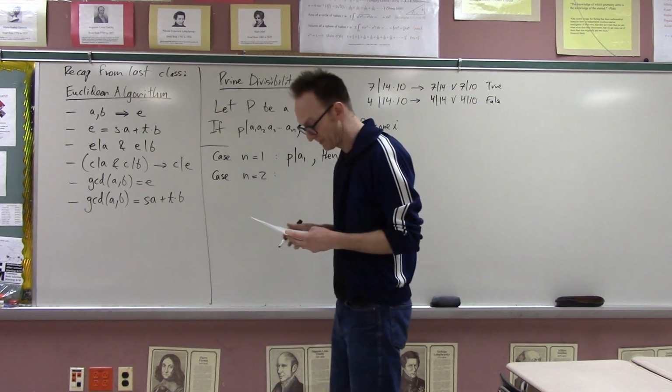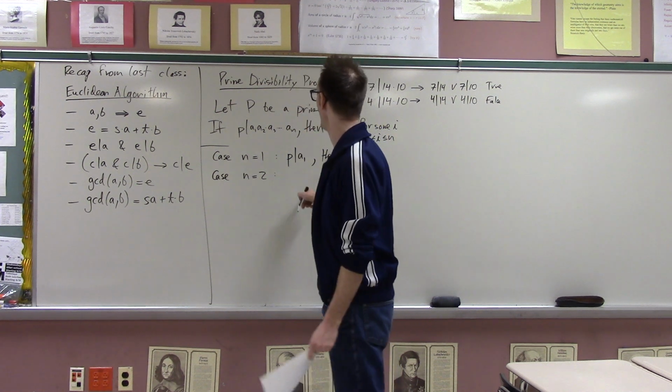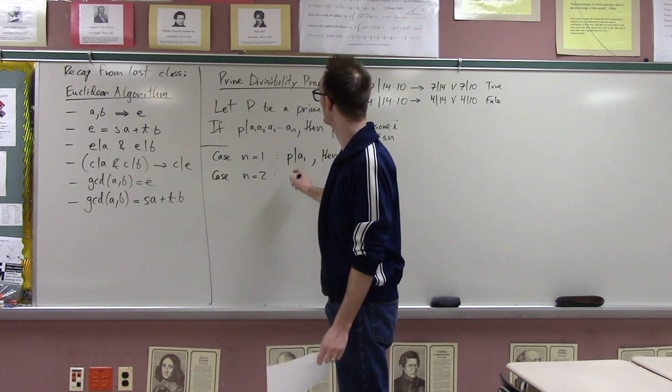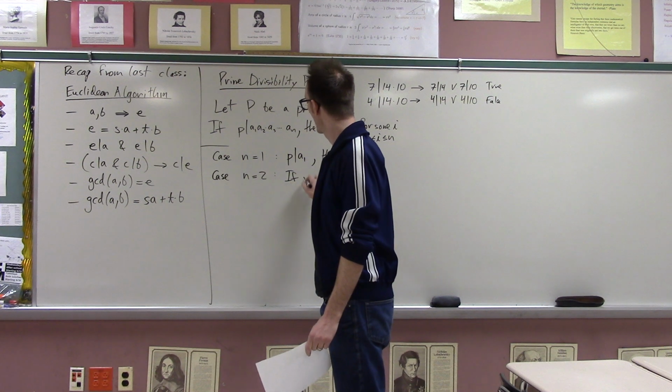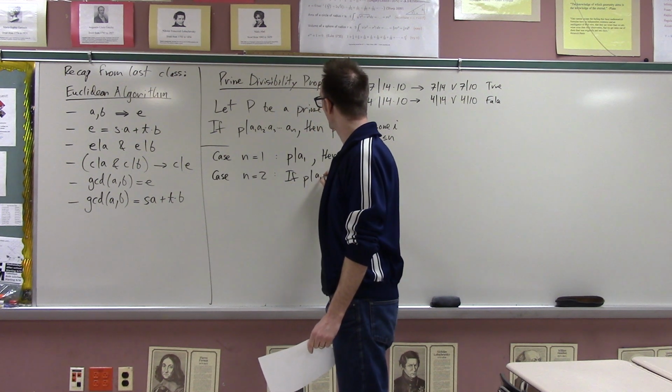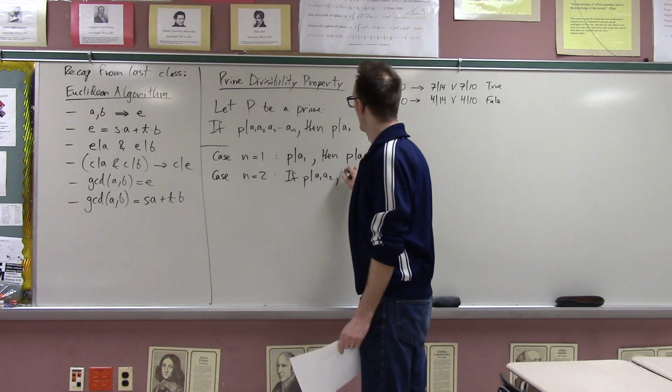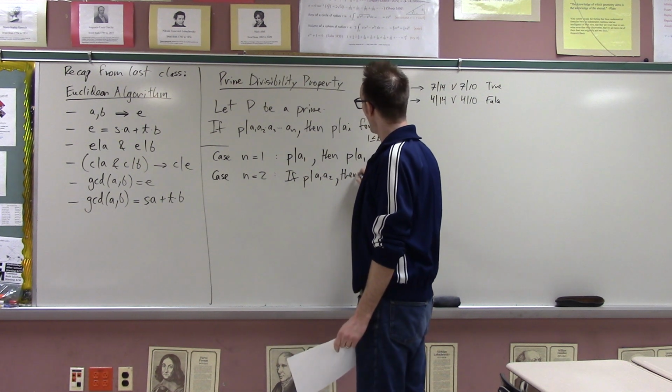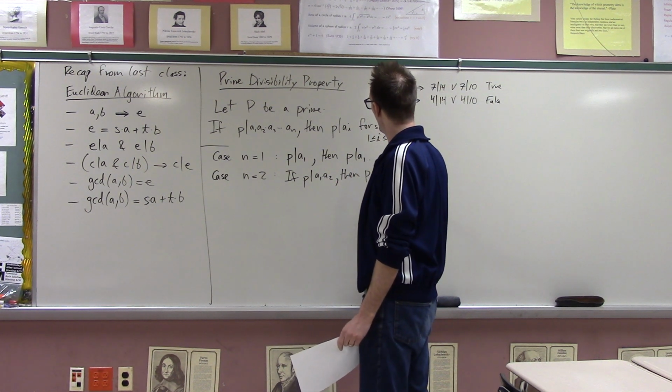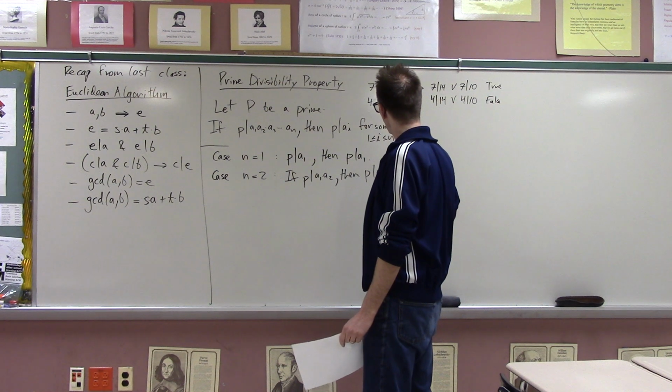Okay, case n equals 2. What do we have to show? We have to show that if p divides the product of two numbers, p being a prime, then p has to divide a1 or p has to divide a2.